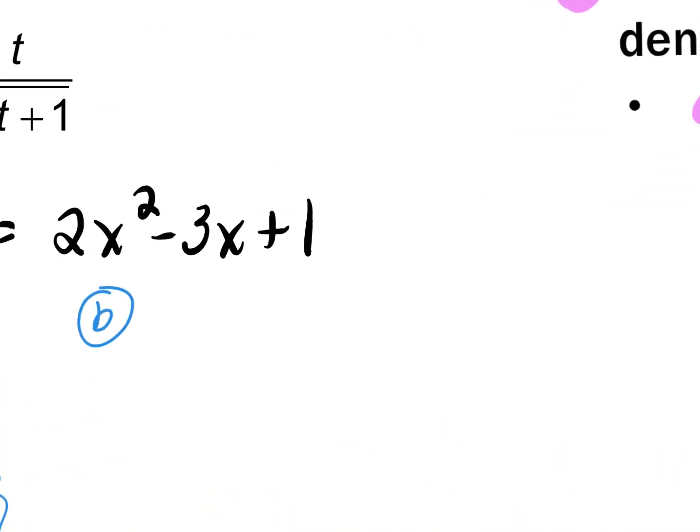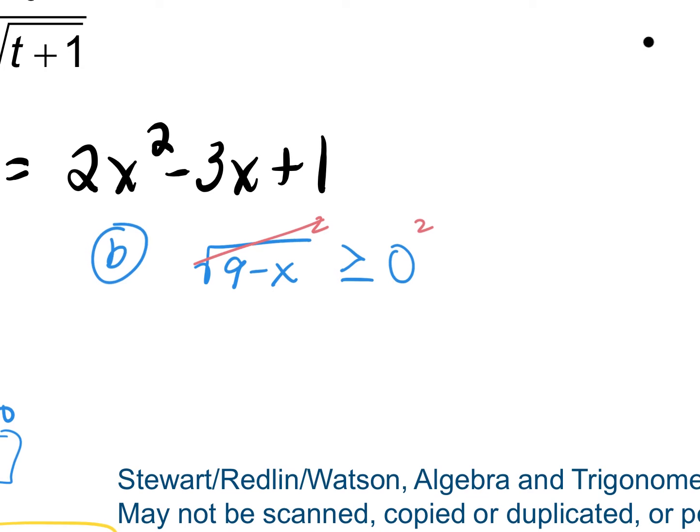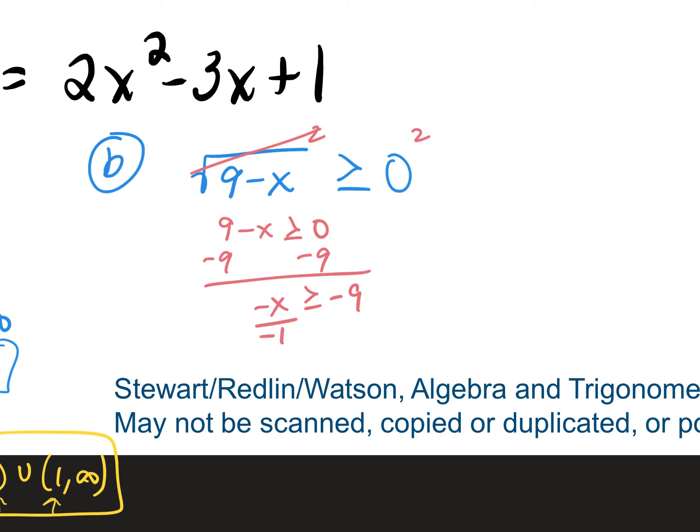So 9 minus x has to be greater than or equal to 0. How do you get that square root to go away? Okay, I square one side, then I square the other, right? Well, 0 squared is just 0, so 9 minus x greater than or equal to 0. Now what? Subtract 9. Negative x greater than or equal to negative 9. Divide by negative 1. What do I do when I divide by negative 1? You flip the inequality sign. Great. So negative 9 divided by negative 1.